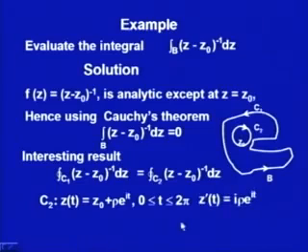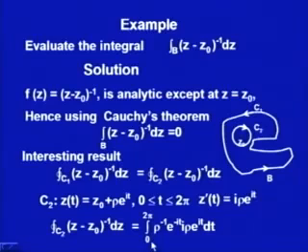Let us write it out. So z'(t), because Z0 is constant, would be I times rho e to the power I t. Now evaluate this integral 1 upon Z minus Z0. From here z(t) is Z0 plus rho e to the power I t. So Z minus Z0 would be rho e to the power I t, that is 1 upon rho e to the power I t, and z'(t) is I times rho e to the power I t.